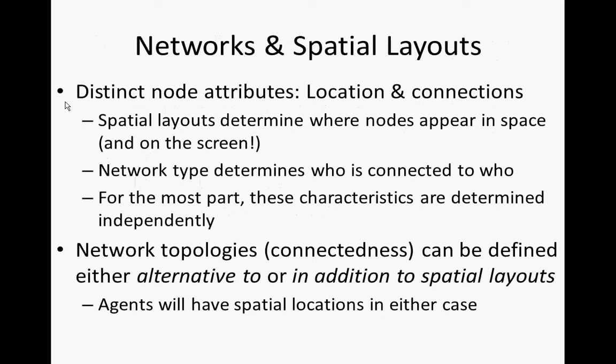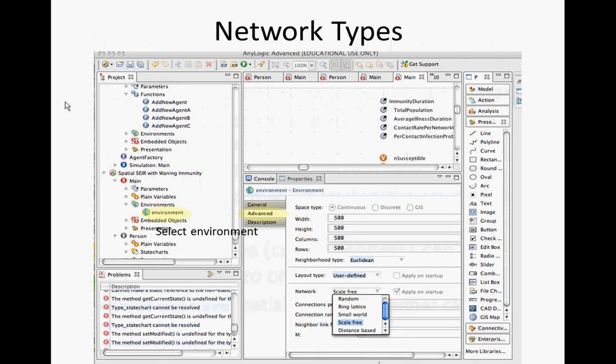So we're going to be talking about networks, and we're going to be talking about them in conjunction with spatial layouts. So there's two distinct node attributes. The node's location, in other words, the geometric context of the node on the one hand, and then secondly, the node's connections, that is, its topological context, who it's connected to. Spatial layouts within AnyLogic will determine where nodes appear in space, and network type determines who is connected to who. And for the most part, these characteristics are determined independently.